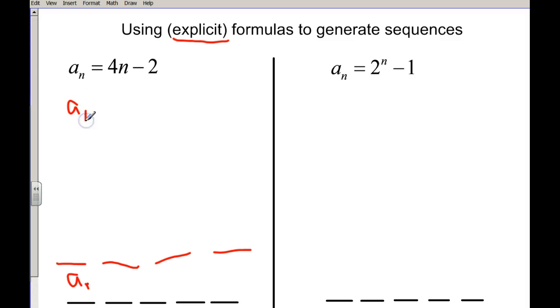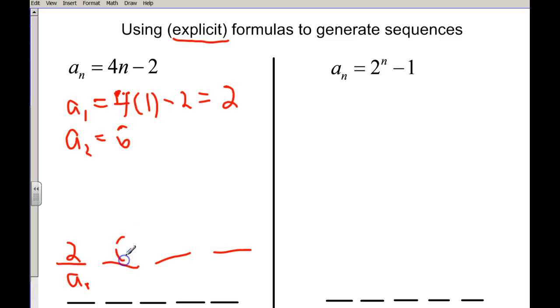So if we want to find a sub 1, we just basically say, okay, that would be 4 times 1 minus 2, which is 2. So the first term is 2. And then to find the second term, it's just a matter of plugging in. So a sub 2 would equal 4 times 2 is 8 minus 2 is 6. So our second term is 6. And then to find the third term, we plug in 3 there for n. So 4 times 3 is 12 minus 2 is 10. And to find the fourth term, 4 times 4 is 16 minus 2 is 14.